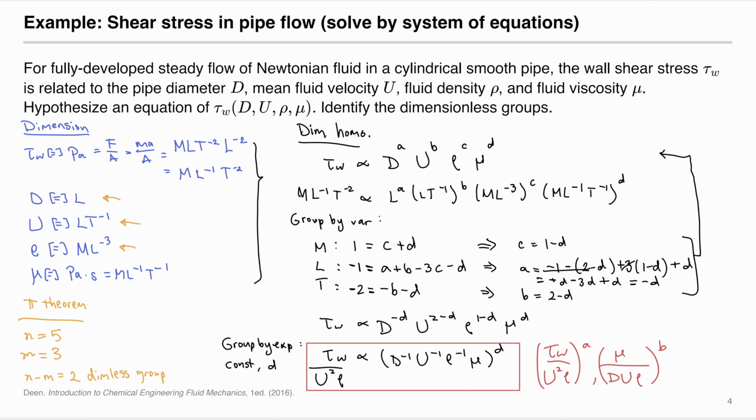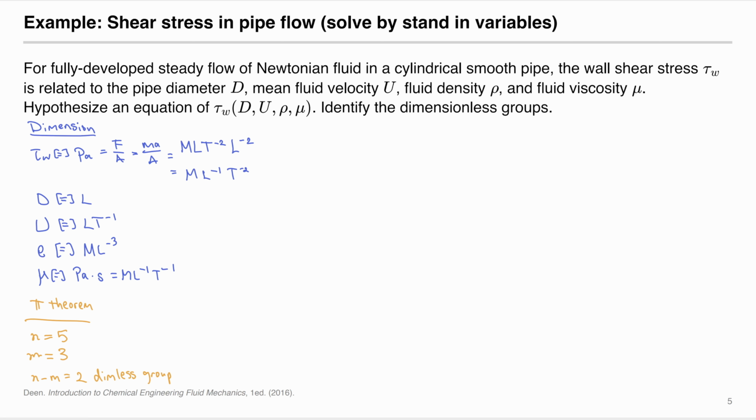If you are stressed out solving these systems of equations, I'm with you. So let's try another method using the stand-in variable. To solve this with stand-in variables, we still have to do the dimension analysis and the Buckingham Pi theorem, identifying that we have two dimensionless groups. The hardest part actually is to identify a good stand-in variable or good stand-in variables that we will be using in solving this problem.